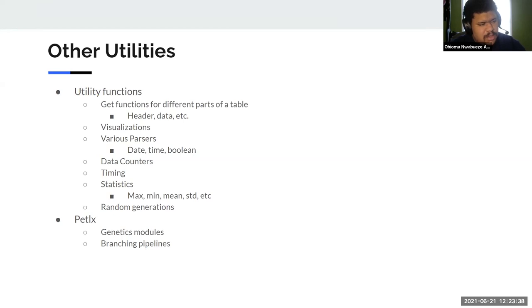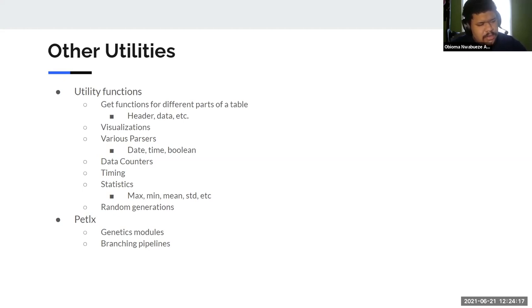It has specific utility functions for visualization if you're using the Python interactive shell, if you're using Jupyter notebooks, and if you want to just print your tables, it has support for all three of those options. And then it has parsers, which can be used to turn string values into various things, including dates, times, timestamps, Boolean values, numbers, etc.